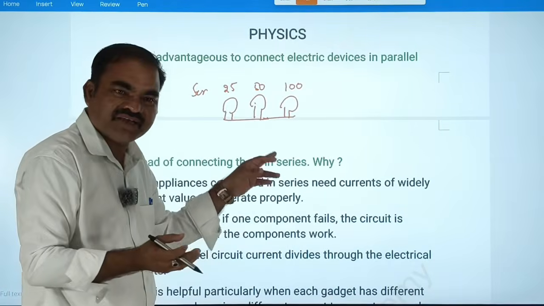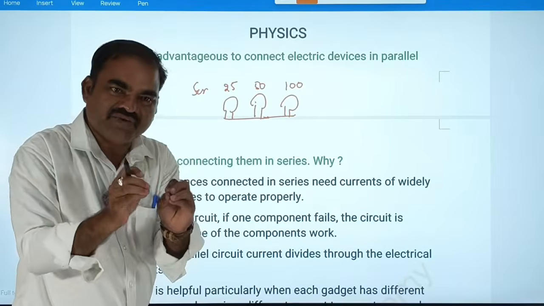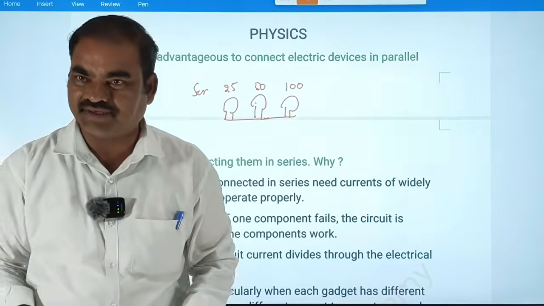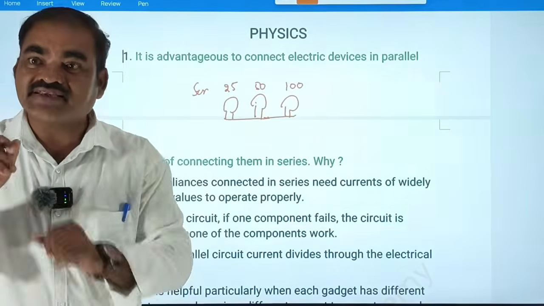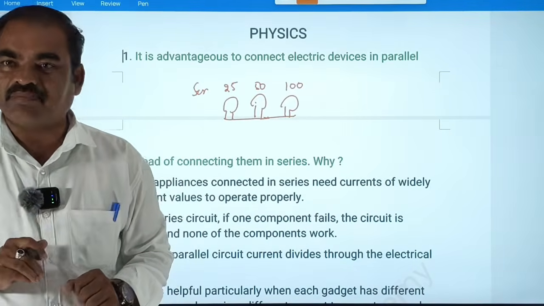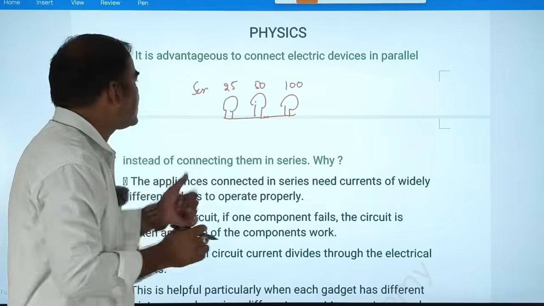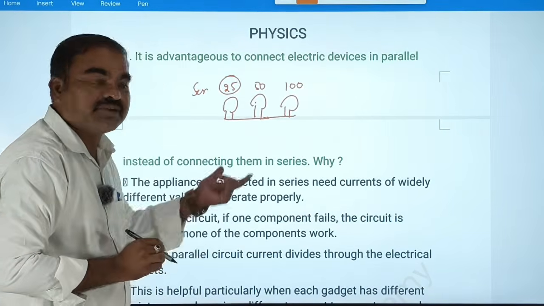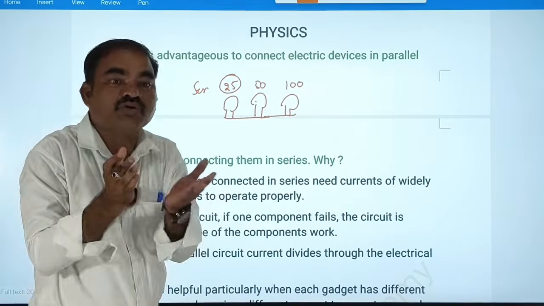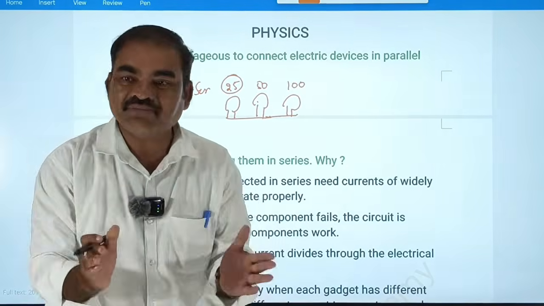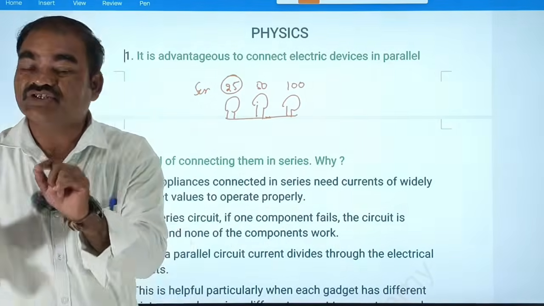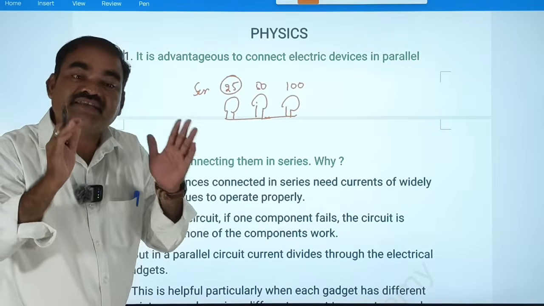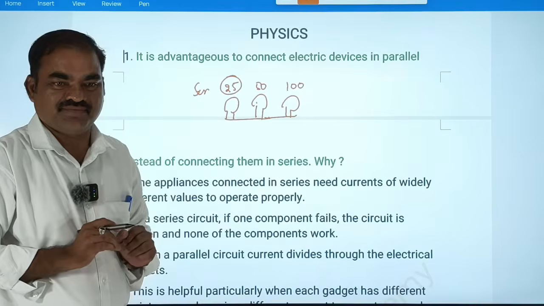Whereas here in parallel, whatever value is given while purchasing the bulbs, the same amount of light is going to be emitted. But in series, only this one bulb will glow maximum. The remaining two bulbs will not glow maximum, because the resistance of this low voltage bulb will be maximum. Only this one bulb will glow there.